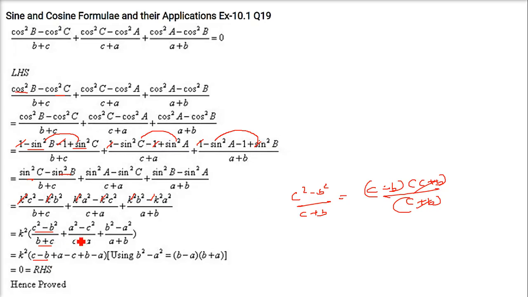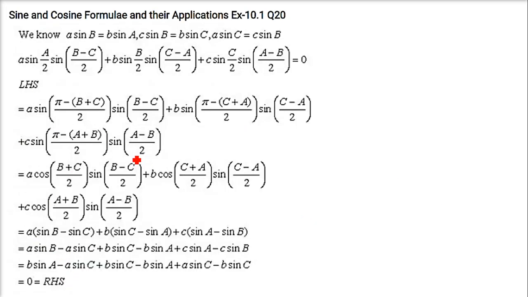So you get a c minus b here. Similarly, you get a minus c here, a minus c here. Similarly, you get b minus a here. So these get cancelled. B cancelled. C cancels. A cancels. K square into 0 will be 0. Here we have this term. We have to prove it to be 0. So how do we do it?